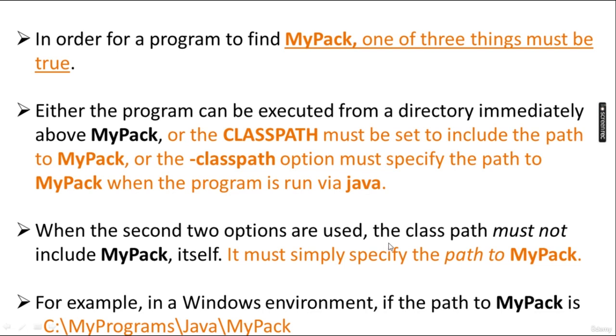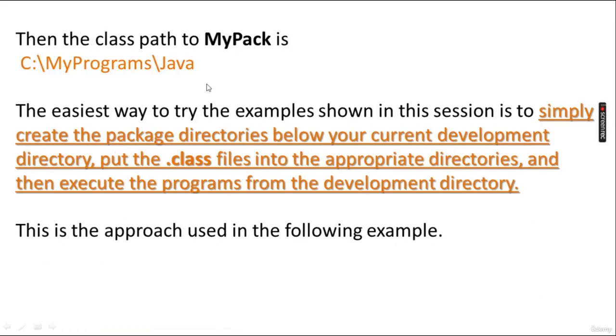When the second two options are used, the class path must not include my pack itself, because it will find its way up to one directory, then another directory, and inside that it will find this my pack. So it should not include my pack. It must simply specify the path to my pack, only the way to reach it, not my pack itself. For example, in a Windows environment, if the path to my pack is C, my programs, Java, my pack, then the class path to my pack is C programs Java. You will not give my pack over here.